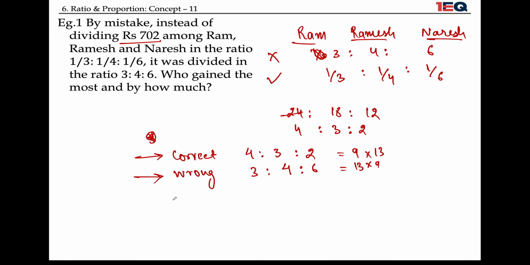The value of the correct side. Okay, I'll rewrite it for you. There is a correct side and there is a wrong side. The value of the correct side comes out to be 13 fours are 52, 13 threes are 39, 13 twos are 26. Now 9 would be multiplied. 9 threes are 27, 9 fours are 36, and 9 sixes are 54. Okay.